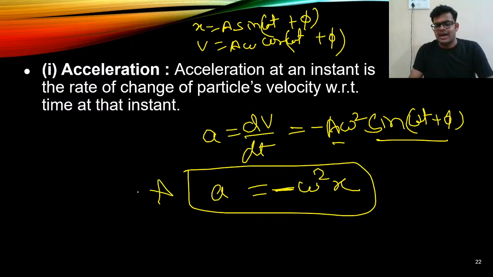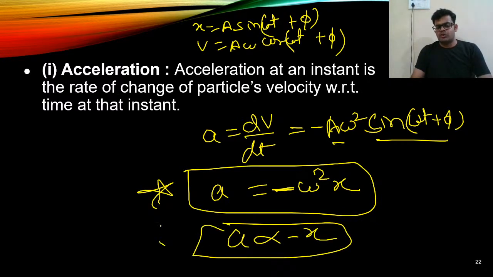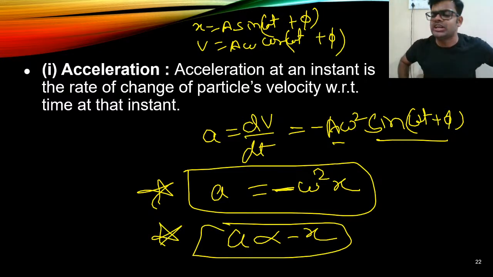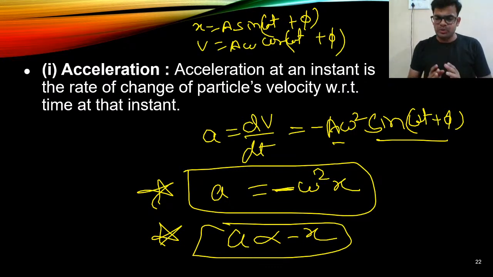So this is the essential condition for SHM. For SHM, what is the main requirement? The acceleration of the particle should always be proportional to the displacement from the mean position and directed towards the mean position, meaning negative of displacement.